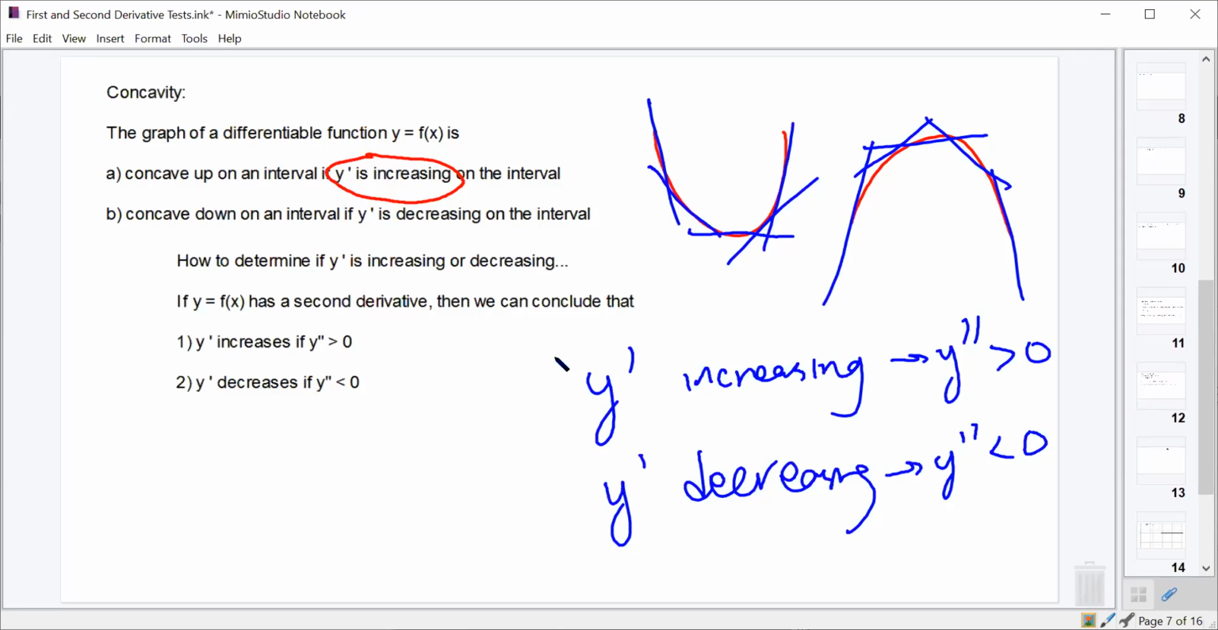So we can kind of piece this together and say that if y double prime is positive, we are concave up. So if our second derivative is positive, the function is concave up. And if the second derivative is negative, then we are concave down. Any questions on that?